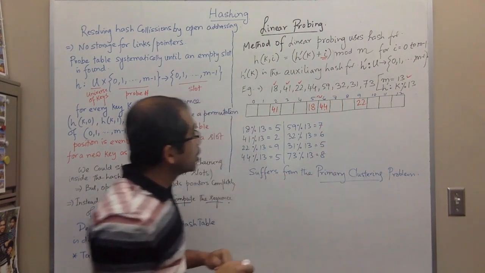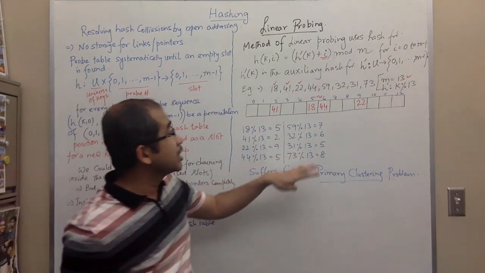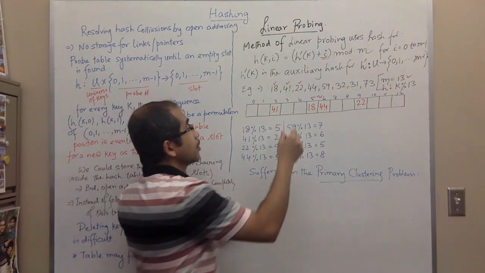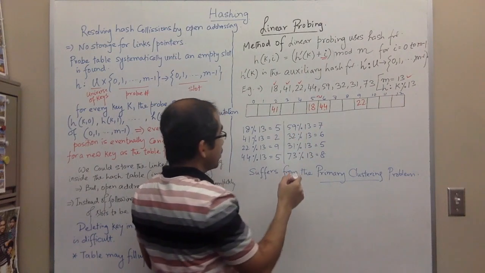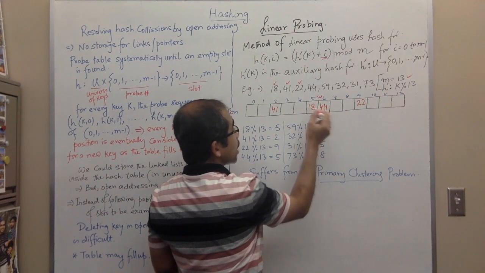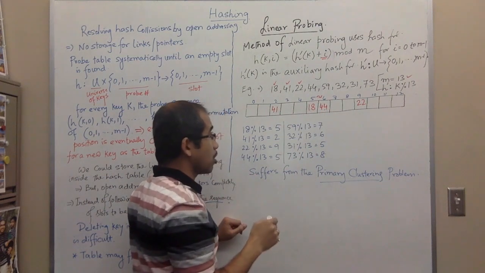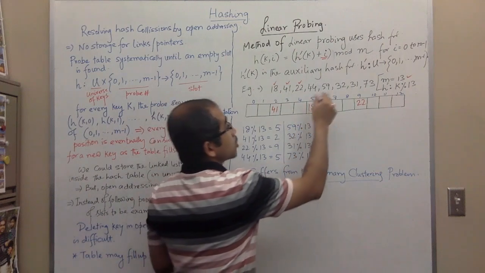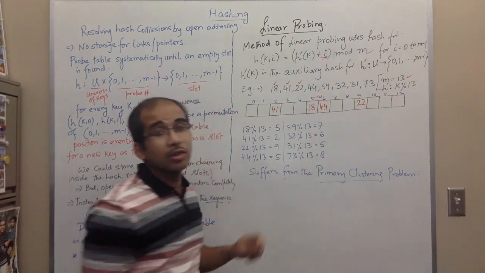Now you see here, suppose another key comes at this moment which should go to position 5. Suppose this 31 comes in. In that case, we will try to see whether 31 goes in here or not. It's full, so we search the next position. It's full, so then you go to the next position and write 31 there.